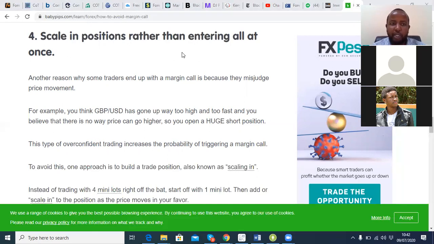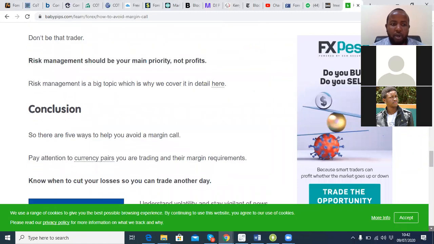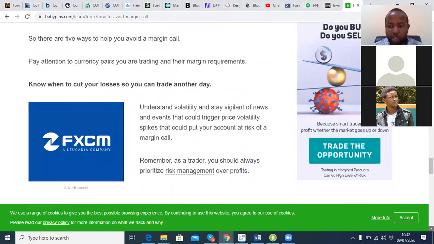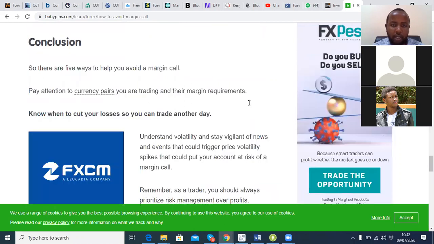But these ones I'll show you later. So remind me to show you scaling out. So how do you avoid margin call? You can trail your stop loss, or you can use a stop loss. You can use a trailing stop. That's another thing you can do. Just a minute. What else can you do?